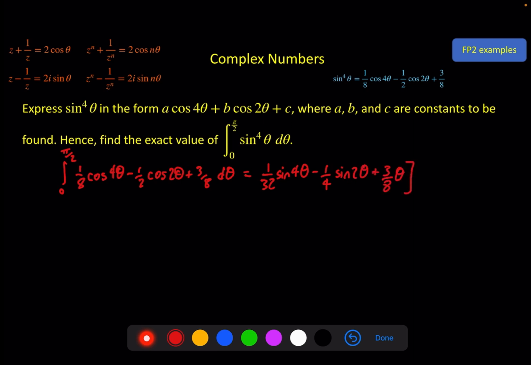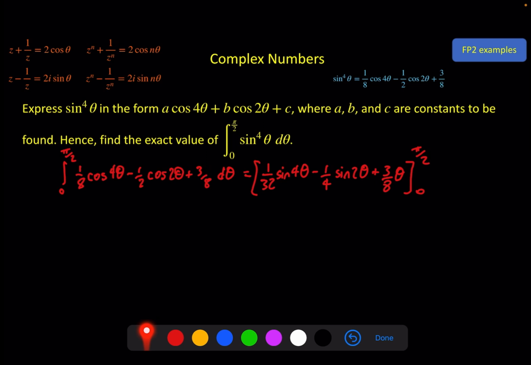Evaluating that from 0 to pi by 2. Now these are two very nice limits, because we know that if you put a 0 in here, here, and here, all of that's going to be 0. But also if you put pi by 2 in here, times it by 4, that gives you 2 pi. Sine of 2 pi is 0. Put it in here, 2 times pi by 2 is pi, sine of pi is 0.